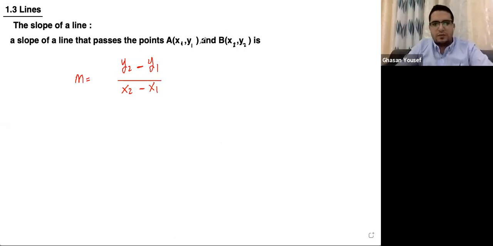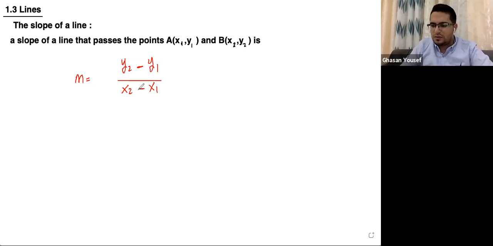y2 minus y1 over x2 minus x1. Again, the difference of the y coordinate of the ordered pairs over the difference of the x coordinate of the ordered pairs. So again, for this line, you have to know these 2 points lie on the line, and the slope of this line is the difference of y over the difference of x.